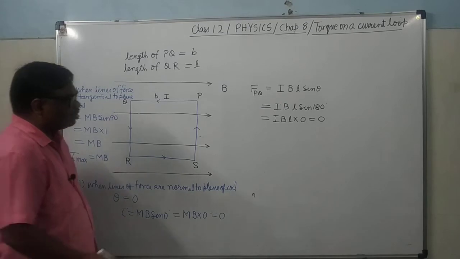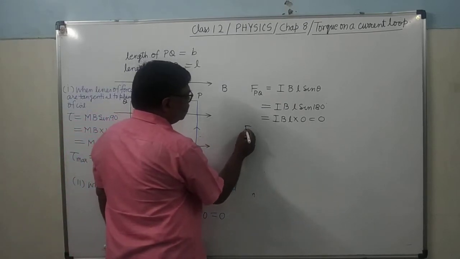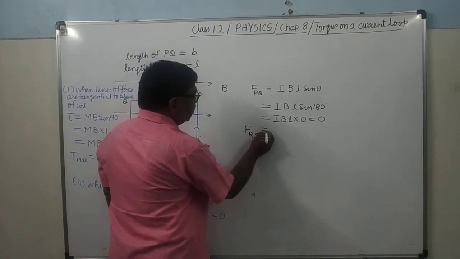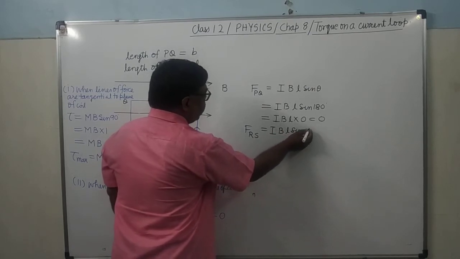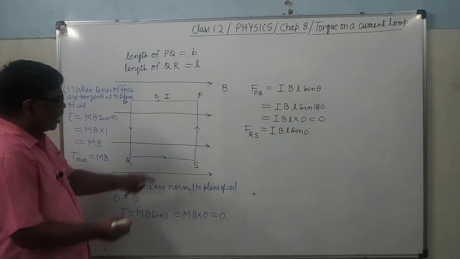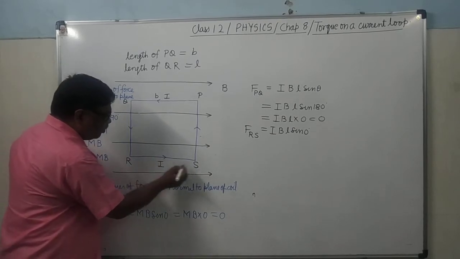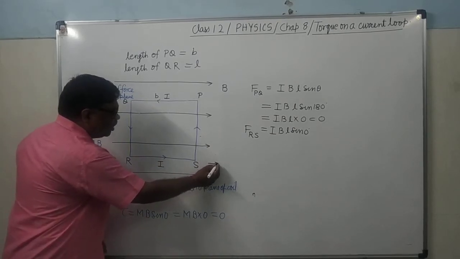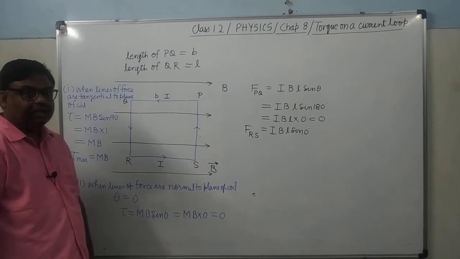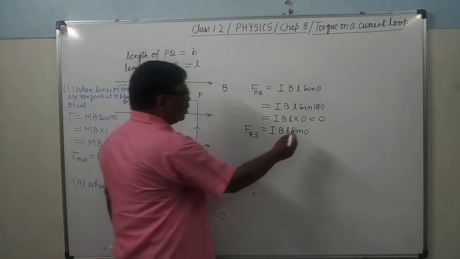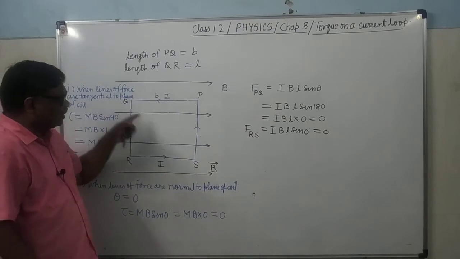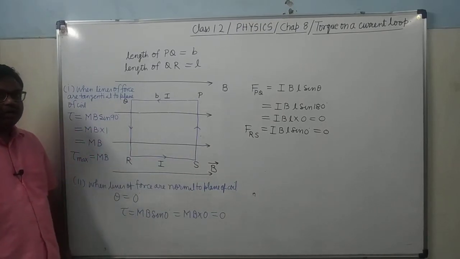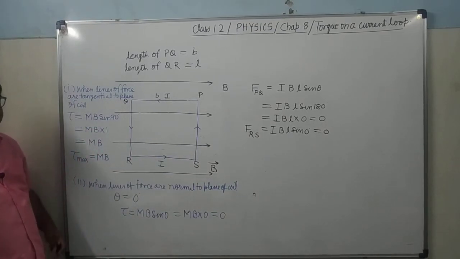What is the force acting on segment RS? If you see here, it will be I B L sine 0 degrees. Why? Because current I and magnetic field B are both in the same direction. Sine 0 degrees is 0, therefore it is 0. Means no force is acting over the segments PQ and RS.